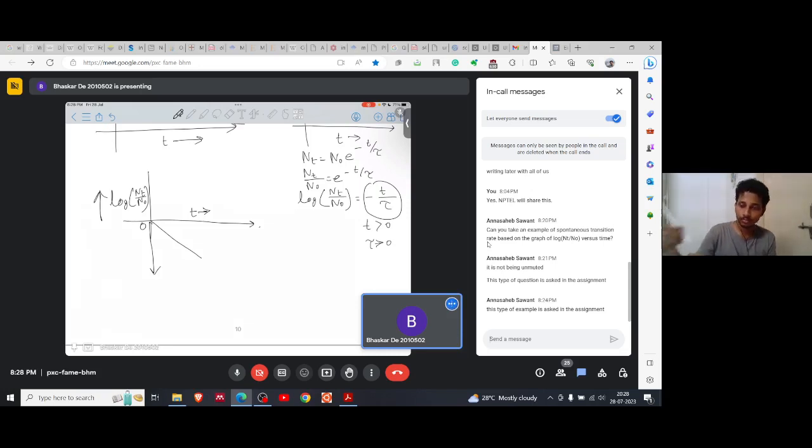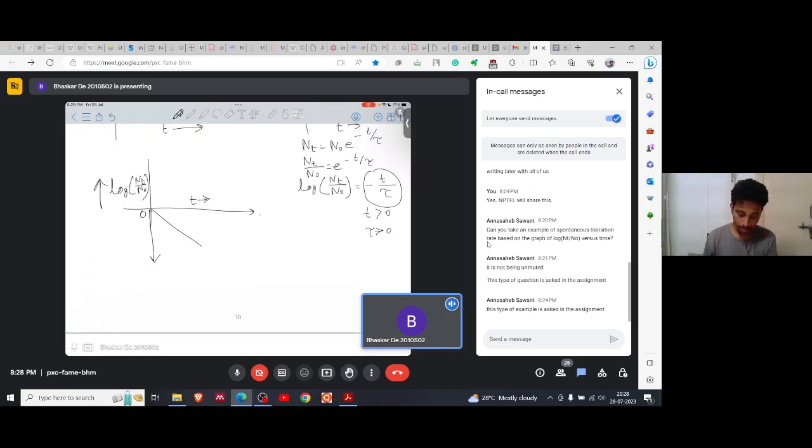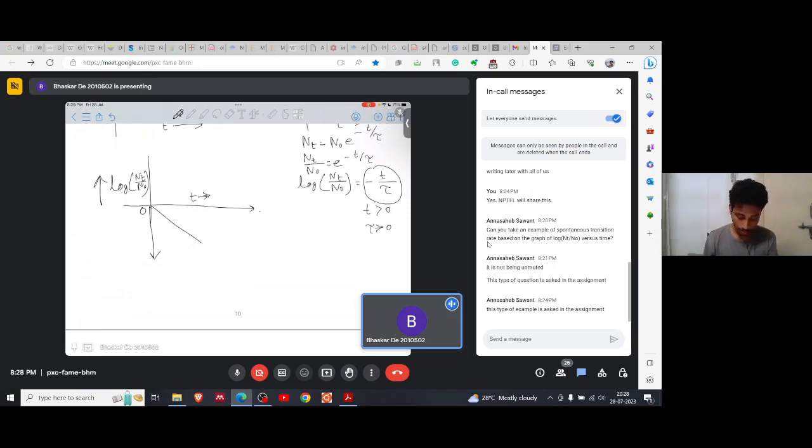Maybe, for example, it will say that log nt by n naught equals some value like minus 0.1 or something, and then they will ask you to calculate the value of t, at which time, for this particular value. The tau will be given.